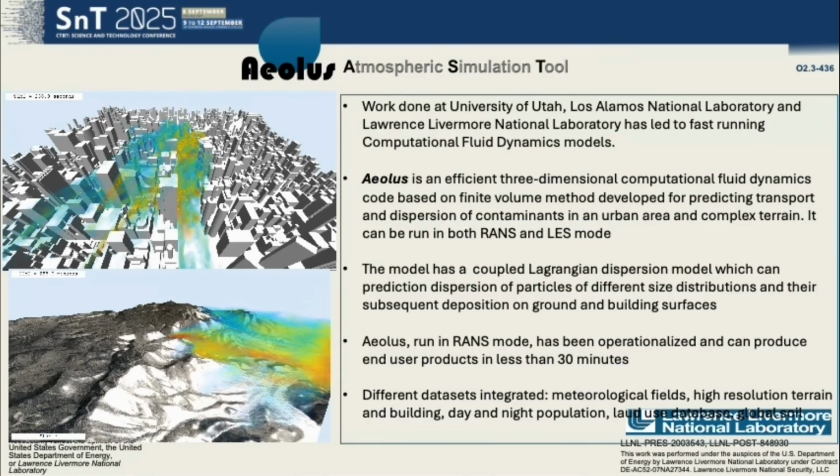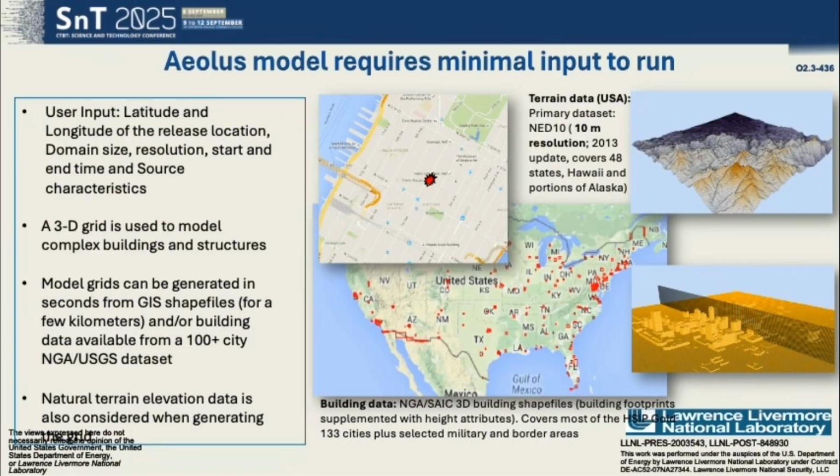We have integrated different data sets with this model. So this is a really nice model. It's really easy to run. It requires minimal input. All the user needs is the latitude and longitude of the release location, and the system automatically creates a grid using the information from the terrain as well as the building database. We have a building database of more than 100 cities already, so that we can easily query any city and build a grid for that region.